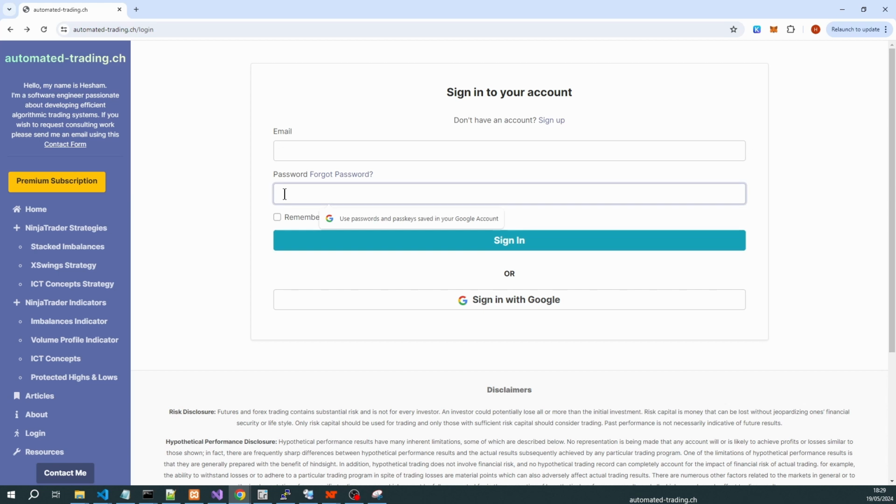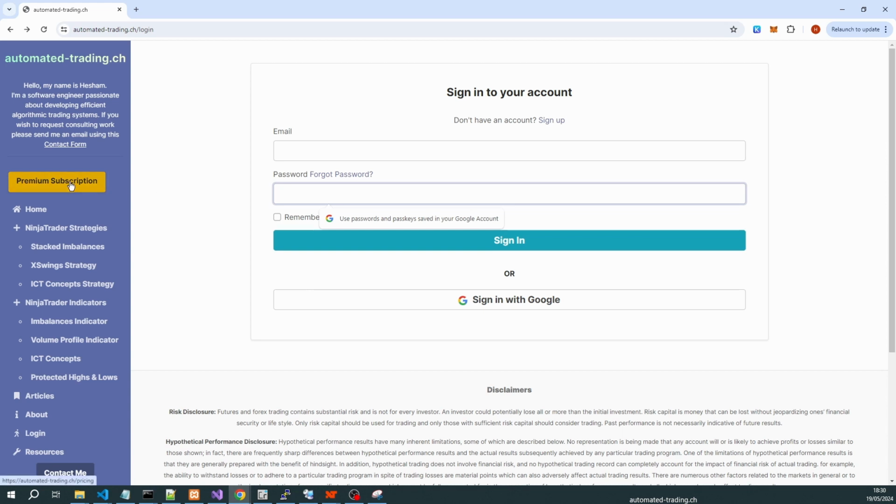I store hashes of passwords. It means I store the passwords in a transformed format that cannot be reversed to go back to the original password. But this is the first thing.